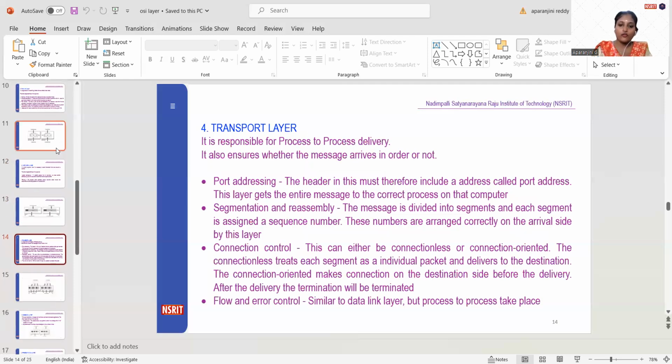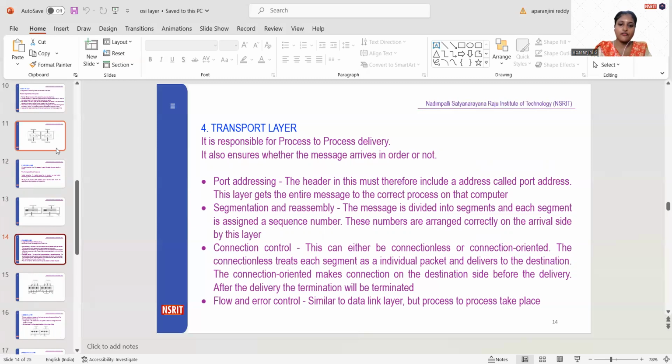Next, we have the transport layer. It is responsible for process to process delivery. It also ensures whether the message arrives in order or not. For port addressing, the header must therefore include an address called a port address. This layer gets the entire message to the correct process on that computer.